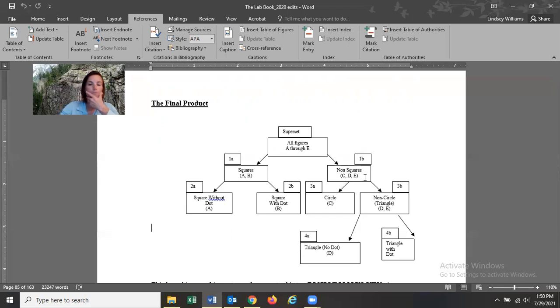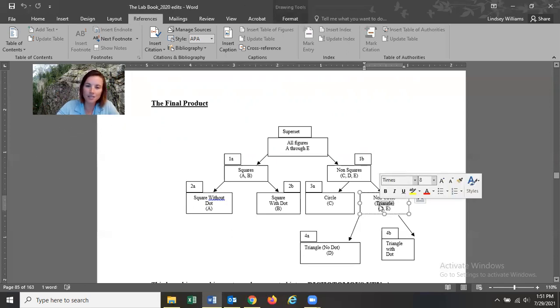Okay, so once you have one letter, one species in a box, you're done. You can't break it down anymore. There's no more splitting to do. Okay, so if we look at 1B, are not squares. They are broken down into circle and not circle. C is the only circle. D and E are both triangles, so they're not circles. You can see it's in parentheses. It doesn't really matter. They could be a parallelogram. It wouldn't matter as long as they are not circles, okay? And so they are listed in the box. Make sure you list them.